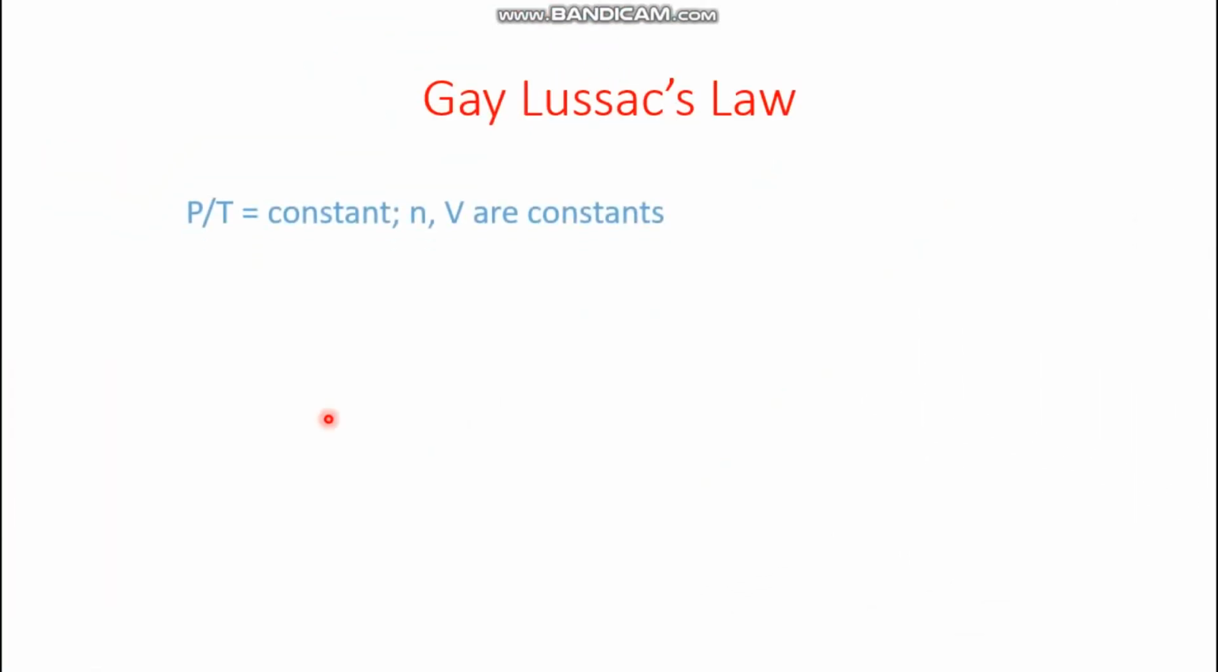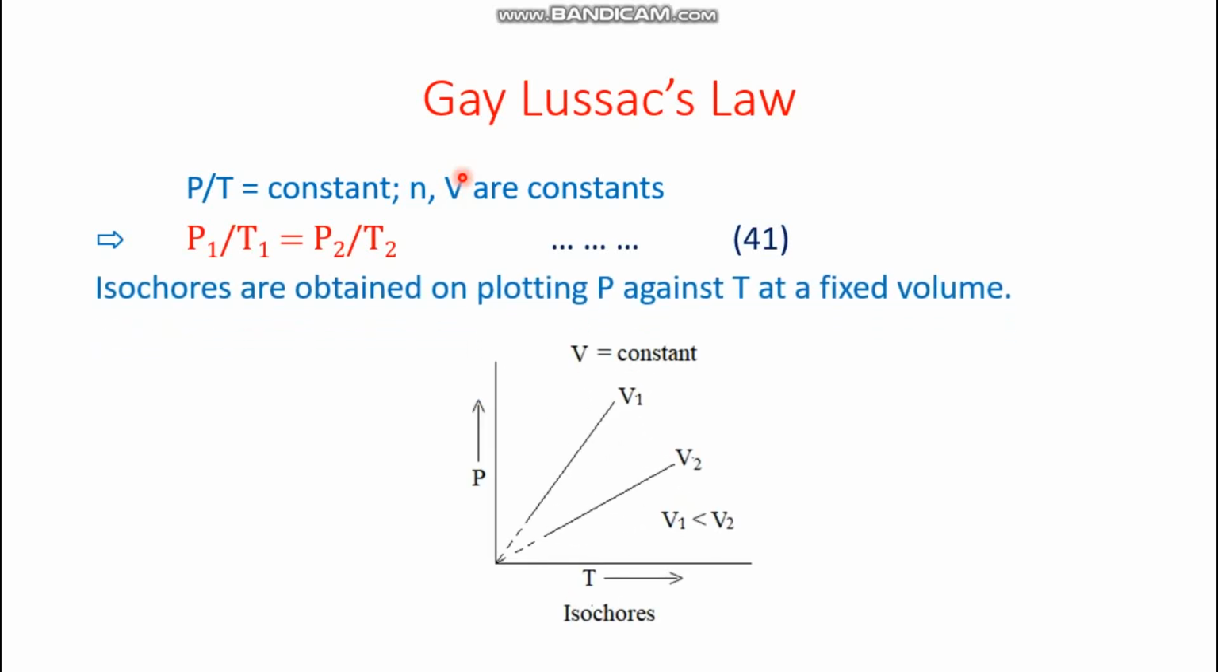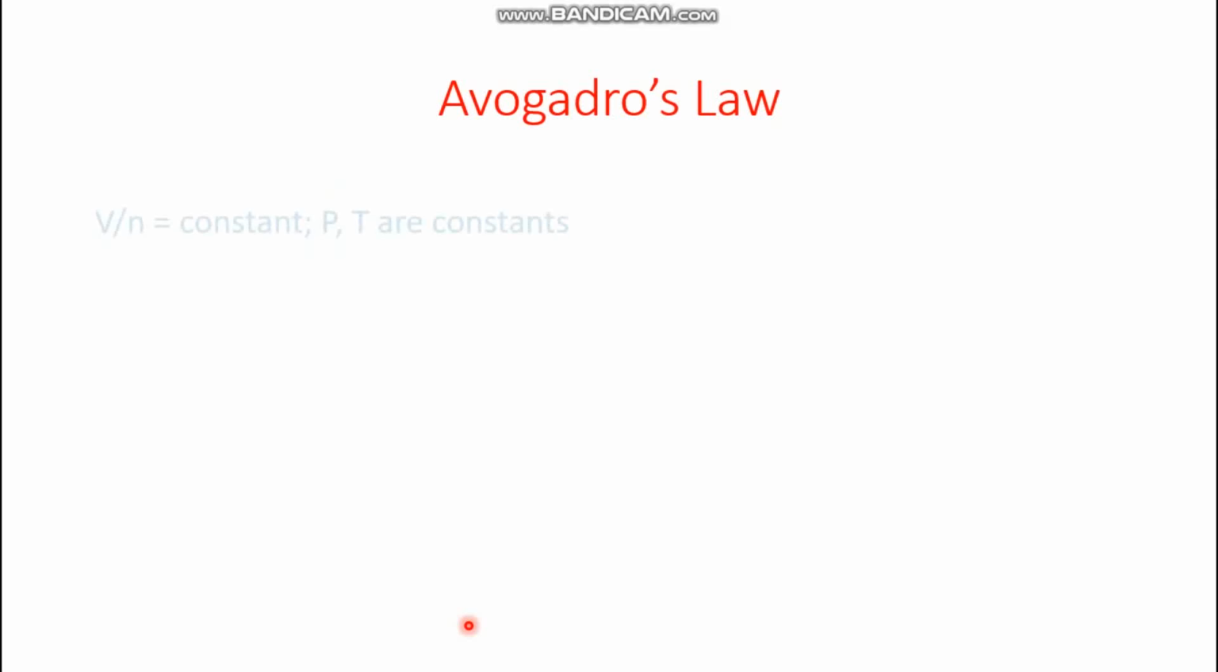Next, Gay-Lussac's law. Gay-Lussac's law simply says that pressure is directly proportional to absolute temperature for a particular amount of gas, that is, if n is constant and at a constant volume. Therefore, P by T equals constant, that is simply P1 by T1 equals P2 by T2, and this is equation number 41. And when P is plotted against T, then isochore is obtained. And if isochores at different volumes are plotted, then the higher volume isochore would be placed below the lower volume isochore. Next, Avogadro's law.